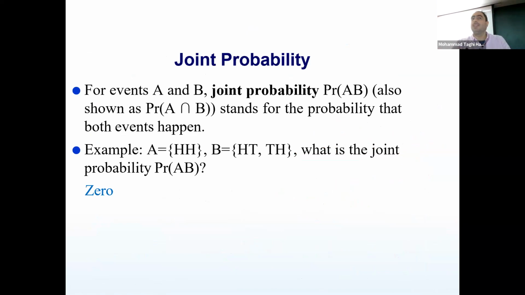So one thing that we need a lot is joint probability. For events A and B, the joint probability is the probability of AB, or A intersection B. It stands for the probability that both events happen. So consider A equal to HH and B equal to HT and TH. What is the joint probability of AB? It would be 0 because A and B don't have any intersection, and the probability of the empty set would be 0.